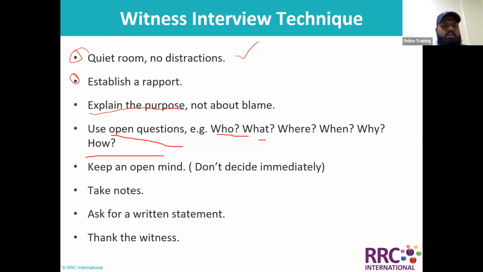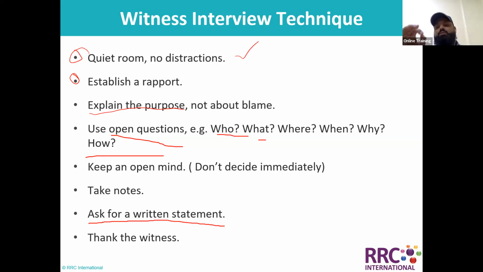Okay, then keep an open mind. You don't have to decide immediately. While you are talking to him, he is telling you something. Don't start deciding something. Don't start processing the information. Just listen, start writing, take your notes, make as many notes as you can. Then ask him for a written statement. He will be giving you the written statement.